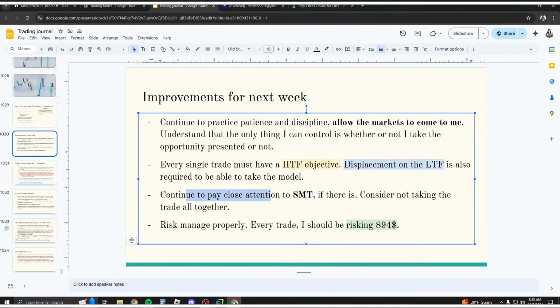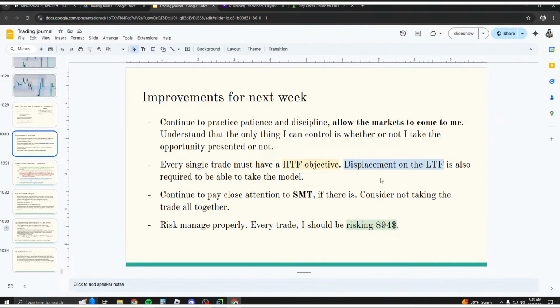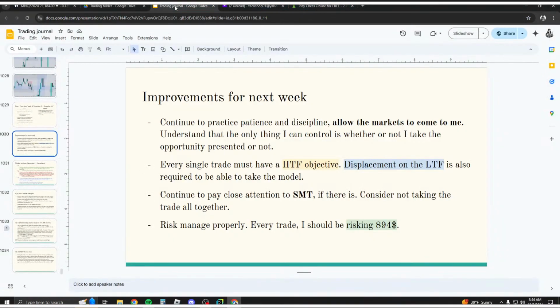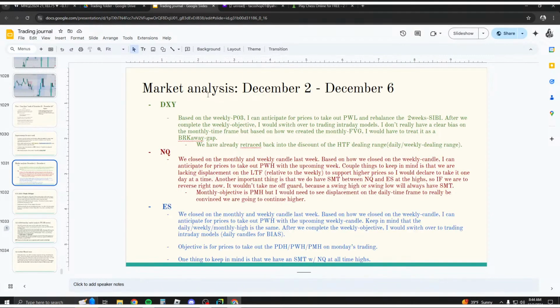So like I said, SMT, and the fourth thing is being able to risk manage properly. Every single trade I should be risking about $894. And that kind of wraps it up for the pros and cons and the improvements here for next week. My weekly market outlook here. NQ, ES.